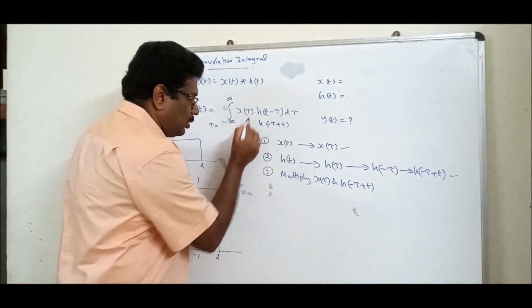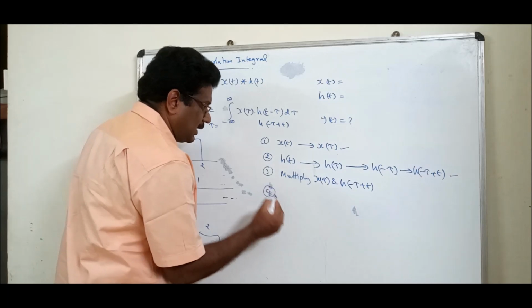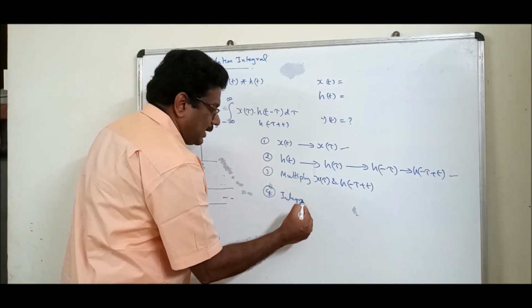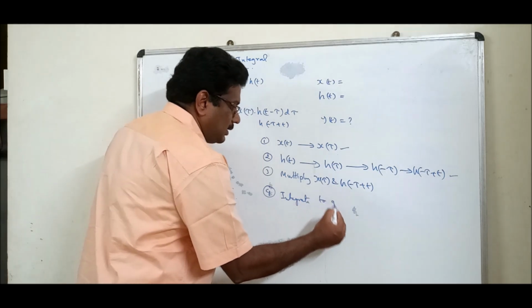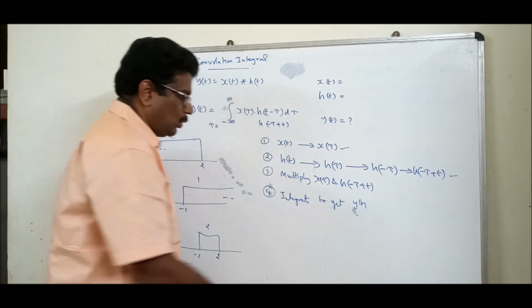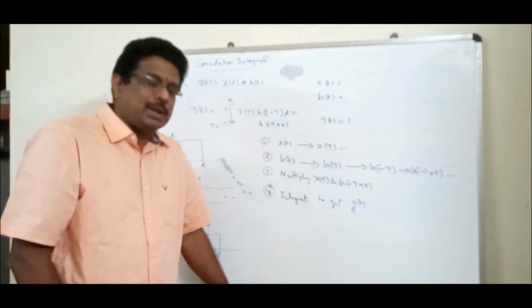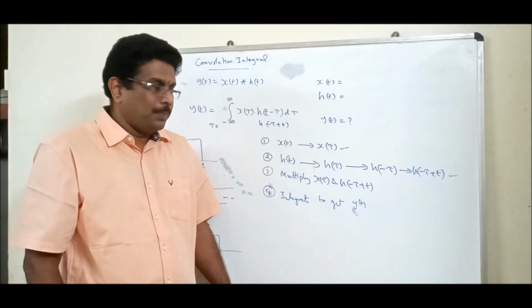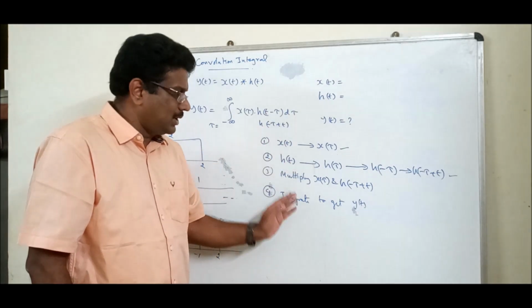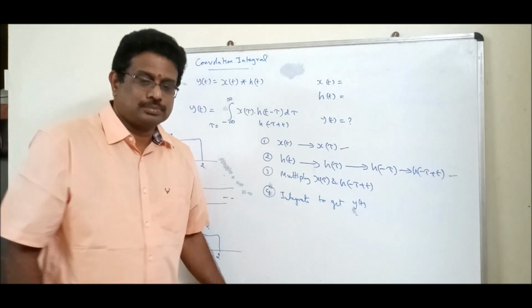Then what should I do? Multiplication over. What is the next step? You should add or integrate. Good. I should integrate to get y of t. So, this is the overall work you are going to do in the convolution. Make sure that you follow these steps. Given signal, convert into this format and do the process.